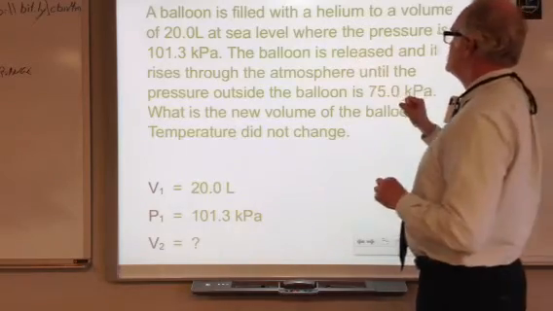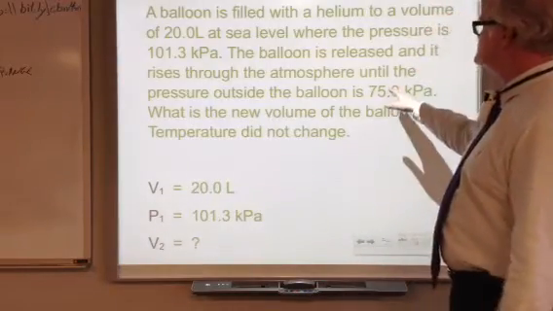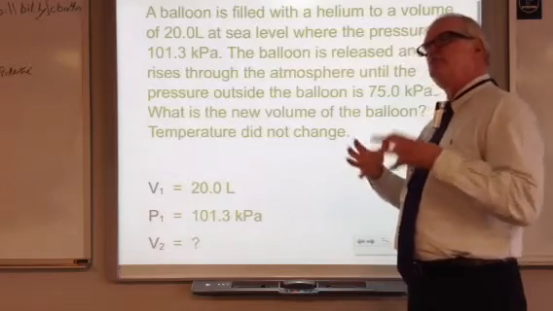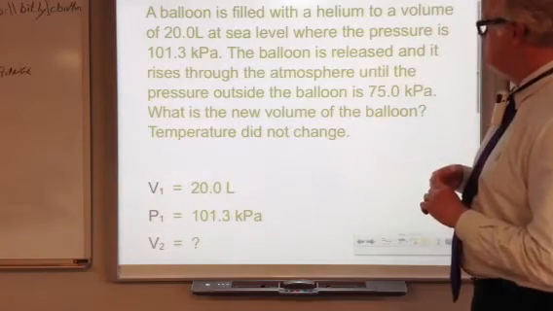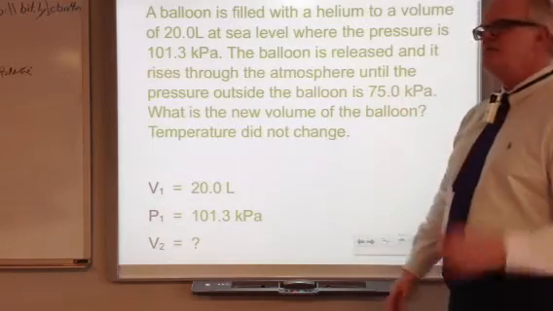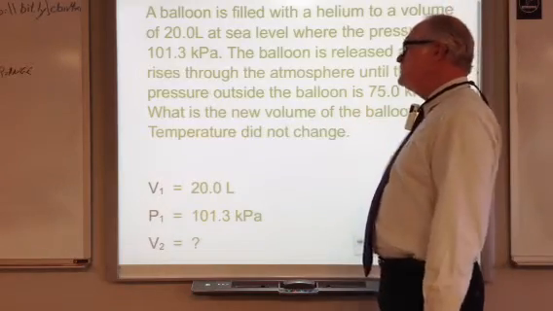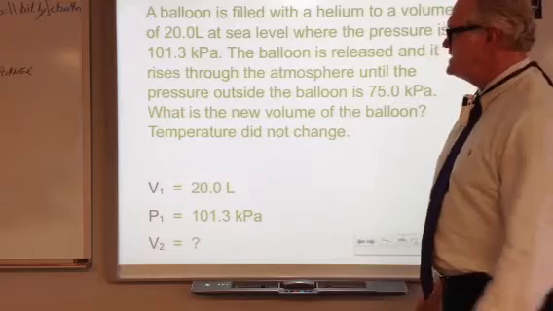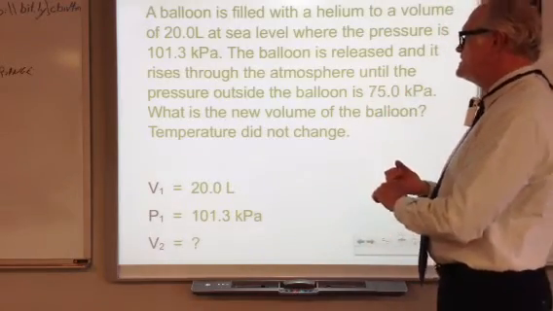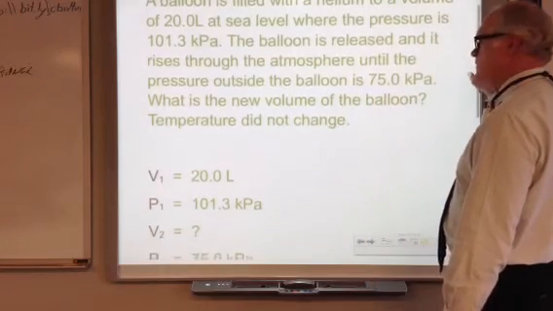So our balloon is released and it rises up through the atmosphere until the pressure outside the balloon is smaller. Since the pressure outside the balloon is smaller, the pressure inside the balloon adjusts to become smaller as well. The new pressure in the balloon is 75.0 kilopascals. We want to know what the new volume of the balloon is. The temperature doesn't change. No air particles are getting into or out of the balloon. Temperature is constant. Pressure and volume are changing. Boyle's law is at work.